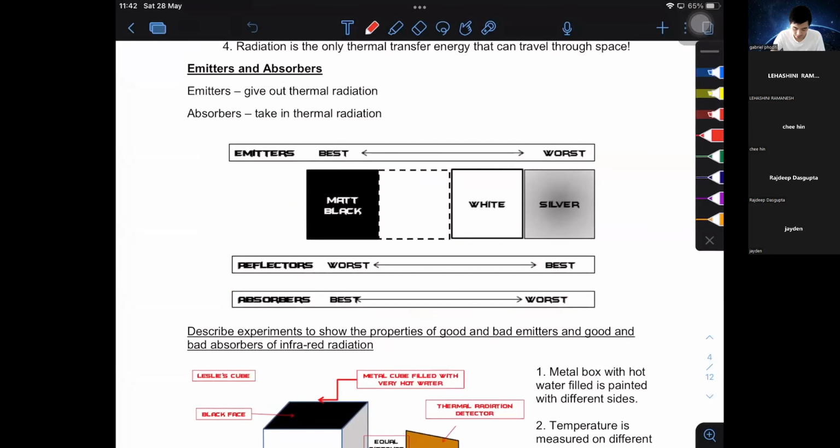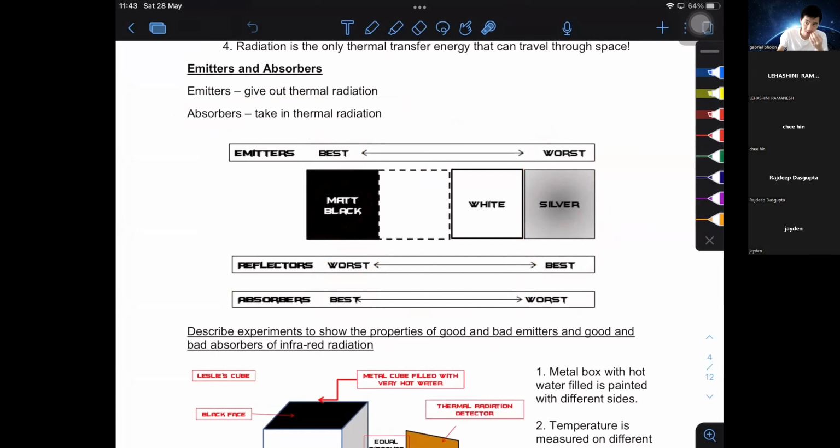So if you look at this simple example here, it's quite self-explanatory as well. Emitters are generally things that give out heat, right? Absorbers are the things that generally take in heat, guys. You can see here that black is actually the best emitter of heat, worst reflector of heat, and also the best absorber of heat. Whereas silver is the worst emitter of heat, the best reflector of heat, and also the worst absorber of heat, guys.